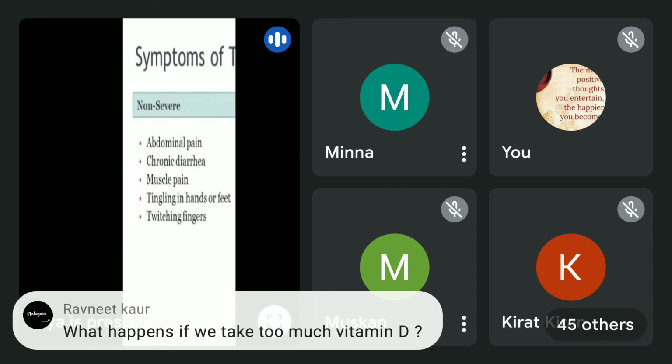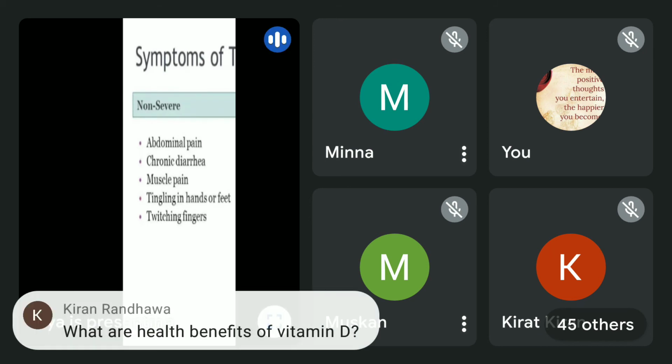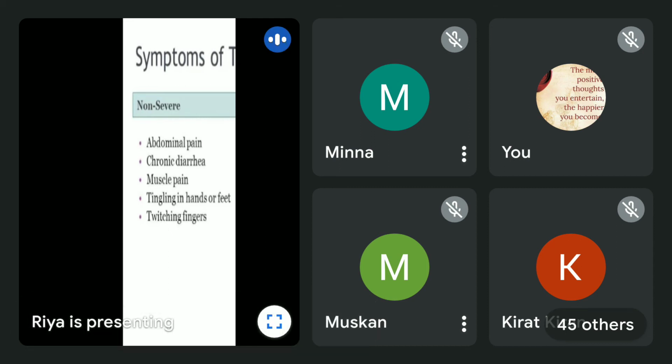Symptoms of tetany: abdominal pain, chronic diarrhea, muscle pain, tingling in hands or feet, twitching fingers, and in severe cases, loss of muscle coordination, change in vision, paralysis, seizures, slurred speech, sudden difficulty with memory, thinking, talking, writing, or reading, and sudden weakness or numbness on one side.